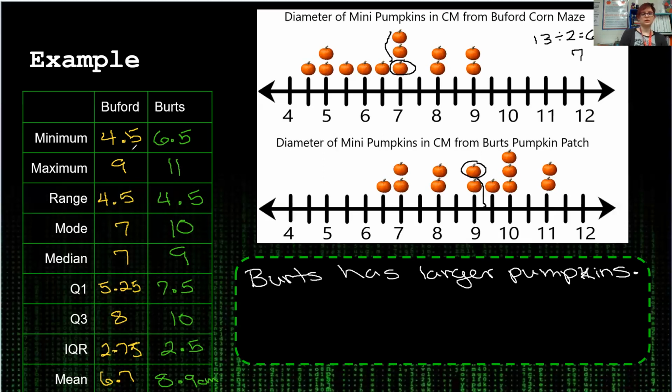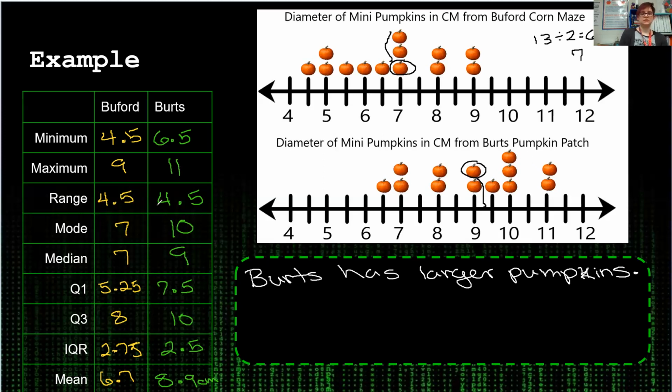I can also see that because the minimum's higher, the maximum's higher. My IQR, remember IQR represents the middle 50%, and 50% of Burt's pumpkins are within 7.5 and 10 centimeters. 50% are in that range. Whereas for Buford, 50% of their pumpkins were between 5.25 and 8 centimeters. Okay, so more of Burt's pumpkins are much larger.